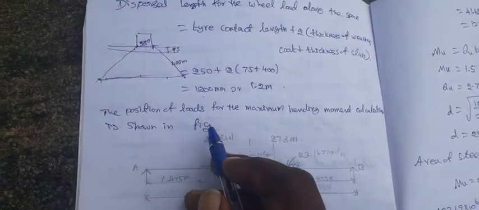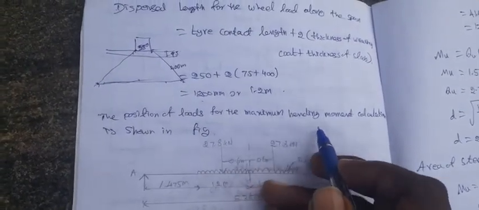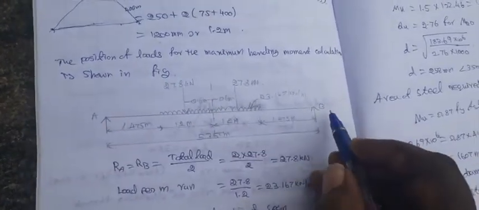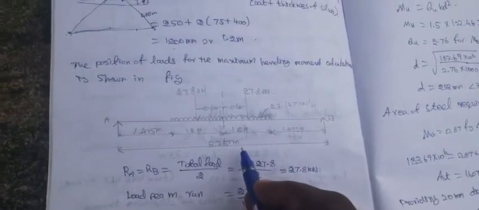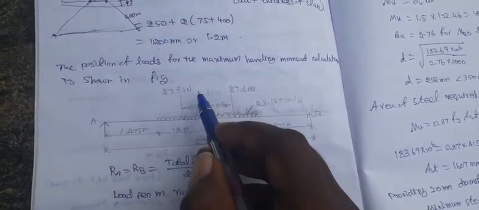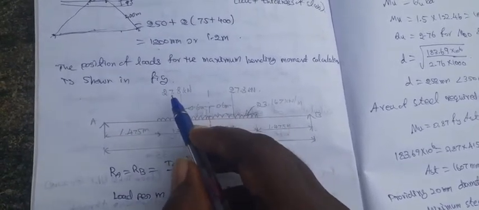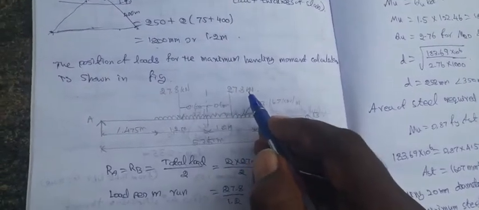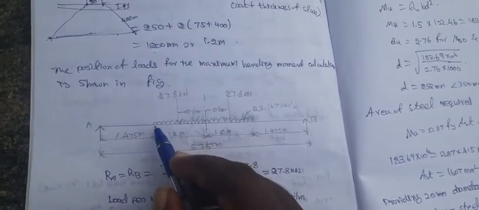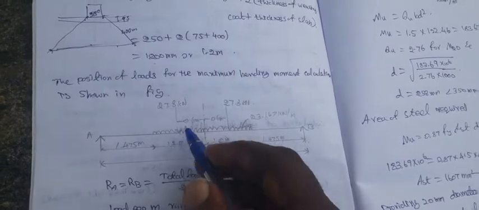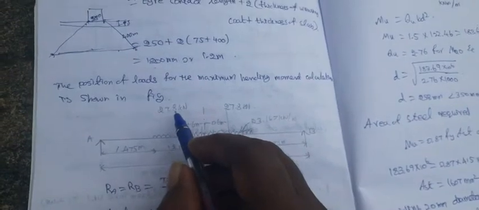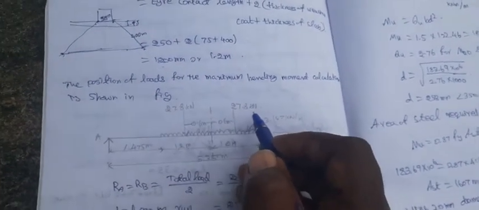So this position of loads for the maximum bending moment calculation is shown in the figure. Here I am writing this is support A, this is support B, this is the 5.35 meter effective span. Here 27.8 kilonewton, that means the overall spread load I said. Here also 27.8 kilonewton. So like this I am putting all the loads as uniformly distributed. It's not a point load. I am just writing like an arrow, 27.8 kilonewton and on the left side 27.8 kilonewton.